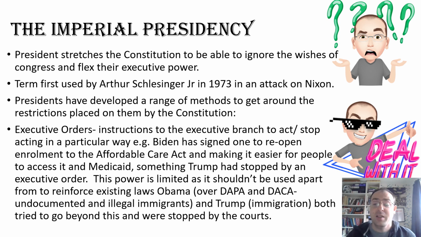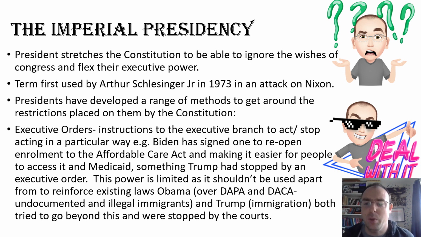The idea was that Nixon was trying to take the power of the presidency beyond where it should be, and suggesting that the presidency developed a range of methods to get around the Constitution. Now, we have seen this to an extent, although this was largely relating to earlier presidencies, ending with Nixon, really, and so a lot of the presidency had gone before that, decided to become imperial.